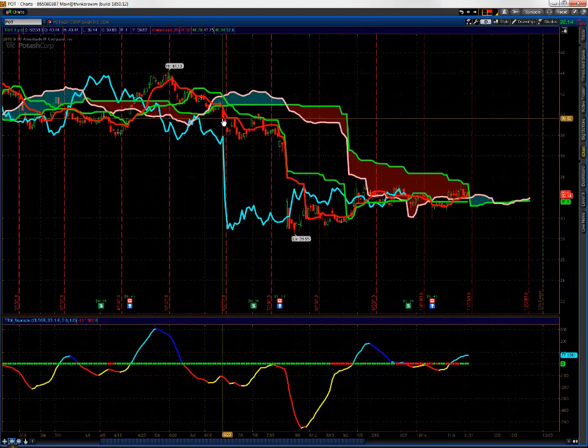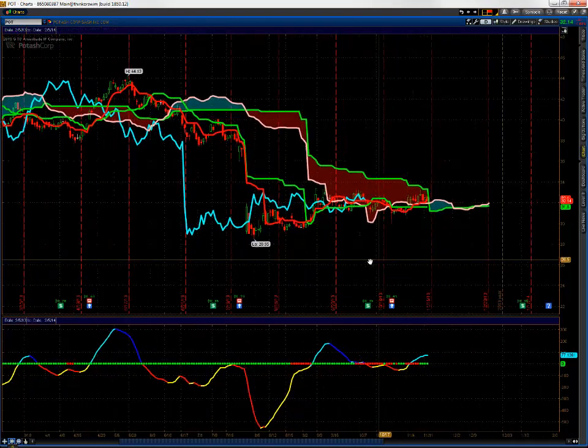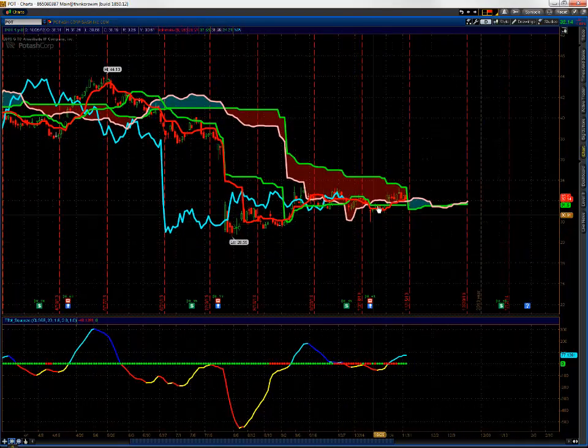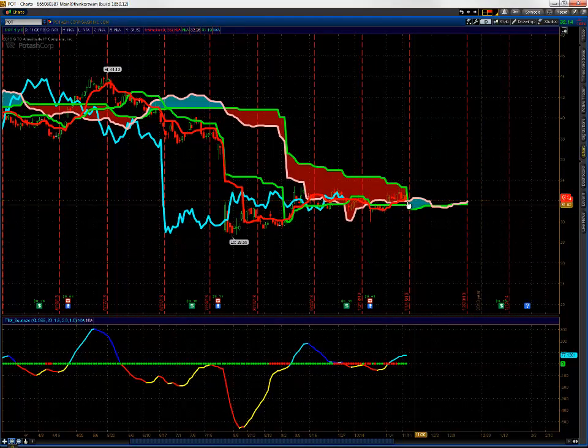You actually had a short setup here in potash right here at 39. You had a stop above 42. It's been straight down. Now, which is interesting here in potash, it is into the cloud. Most likely you think it's going to resume trend and break to the downside, right?